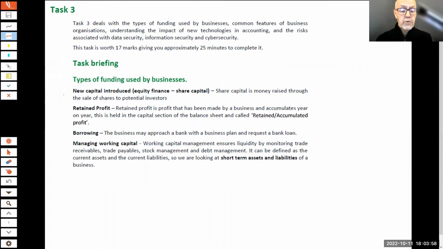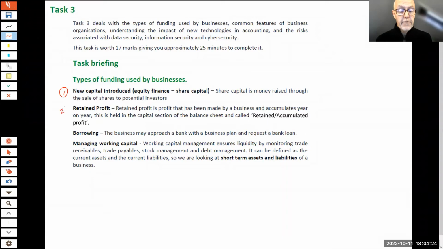First and foremost, new capital can be brought in by owner or owners. If it's a sole trader, it's obviously an owner. If it's a limited company, then capital comes from shareholders, which is a rather more complex way of bringing money in than just the owner putting some money in the bank. And we'll talk about the pros and cons of each of these in a moment.